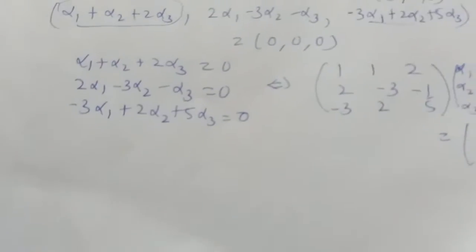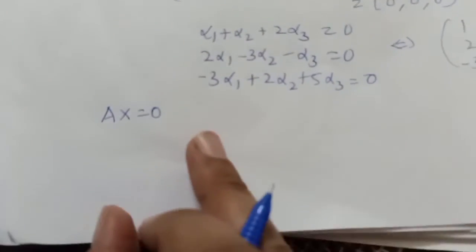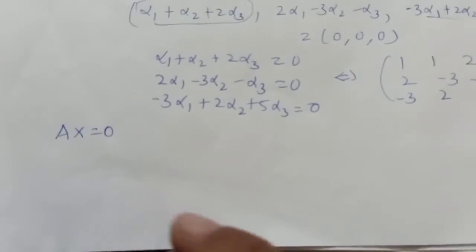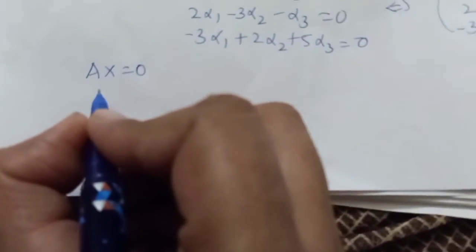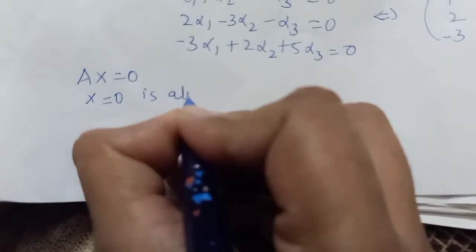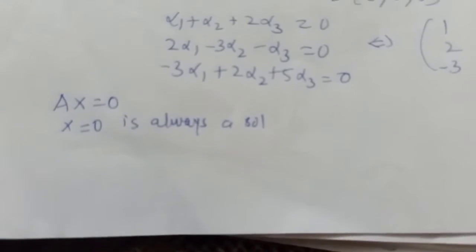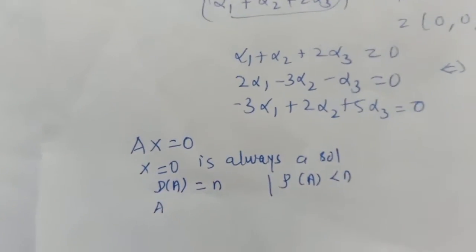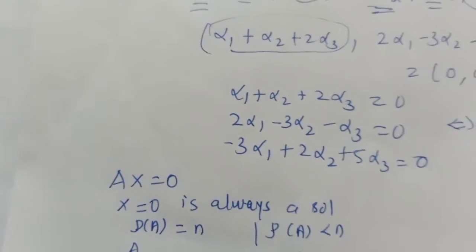Let me recall something before solving this system. Whenever we have a system Ax equal to 0, it is called a homogeneous system of equations. If you observe, this system always has a solution, the trivial solution. What is the trivial solution? x is equal to 0. This is always a solution. And when will it have a non-zero solution? There are two possibilities for the rank of A. Rank of A can be n, or it can be less than n.